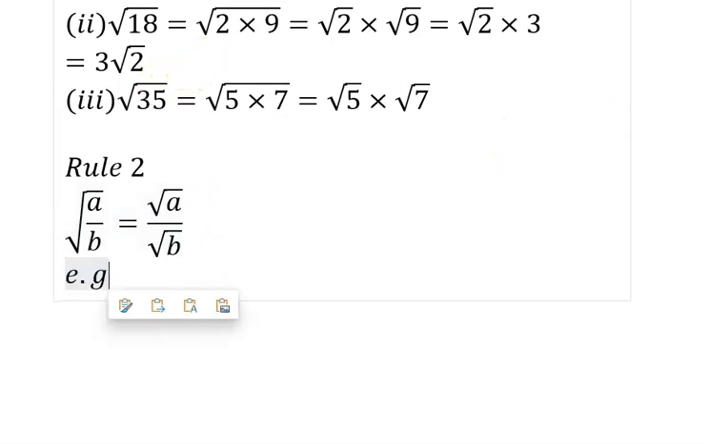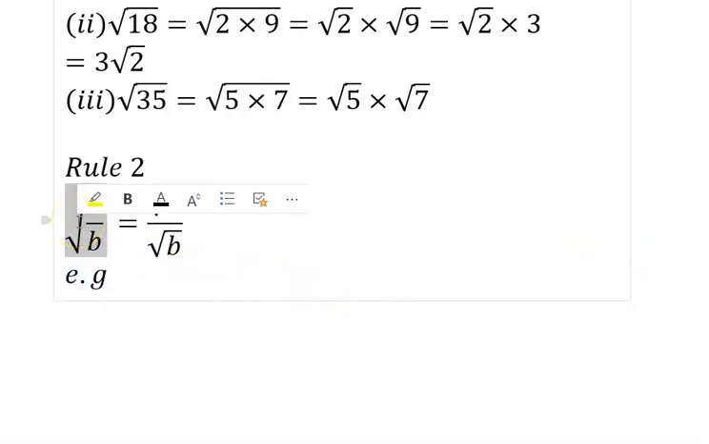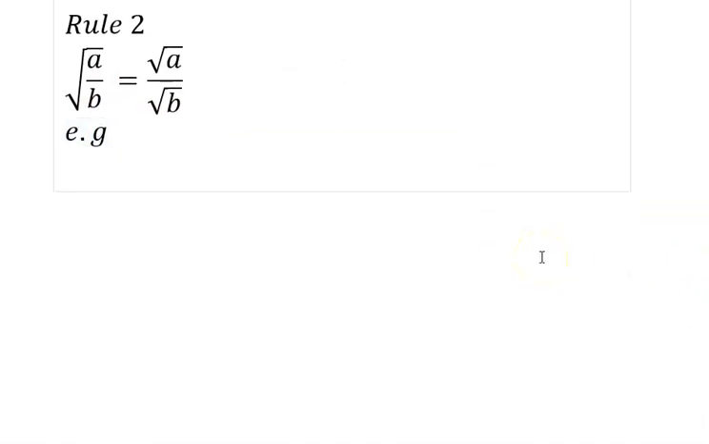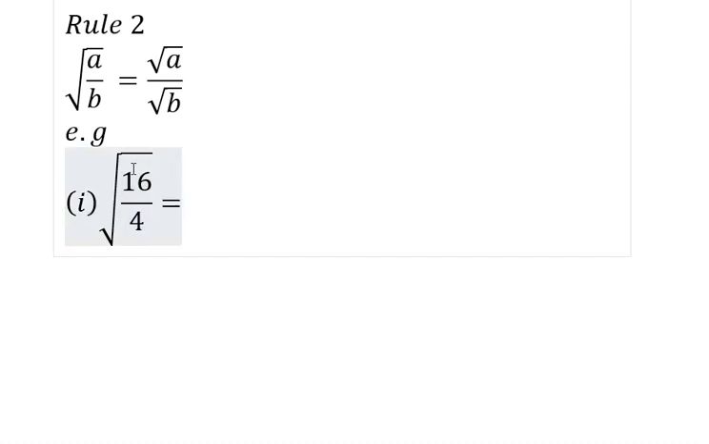So we see example number 1. Let's take root 16 over root 4. We are dealing with rule number 2 now. So let's say we have root 16 over root 4. If you have to go by this rule, it means you should split 2 of them. That's the meaning. You should split 2 of them.